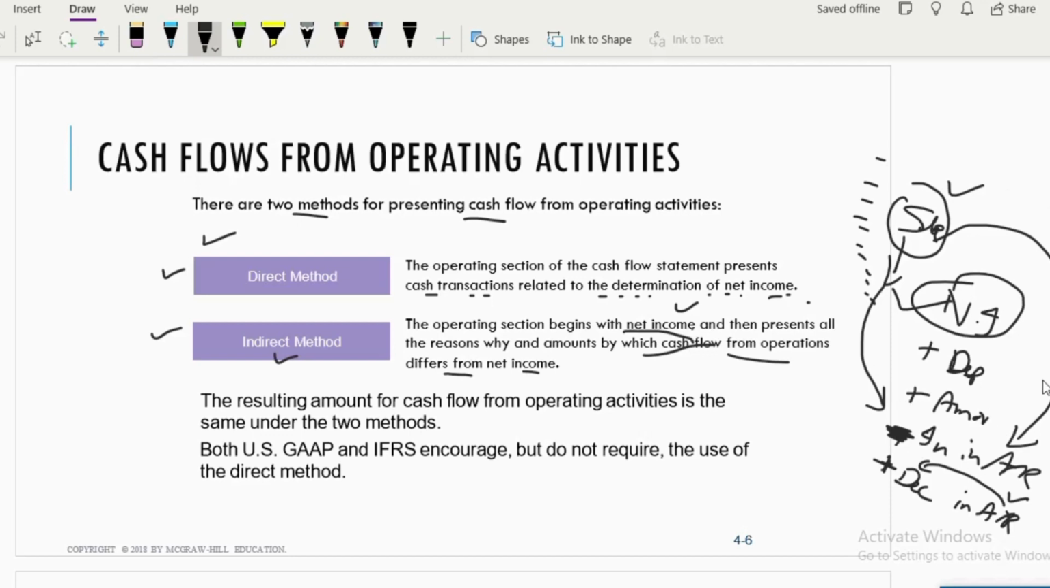So like this, we keep on checking what has increased the cash, or if something is bringing the cash from the operations, we will be adjusting it into the net income if it is not part of it, and all the non-cash expenditures will be added back, like depreciation and amortization. The resulting amount in the cash flow from operating activities is the same under both methods. You use the direct method or the indirect method, your answer is going to be the same. Both US GAAP and IFRS encourage but do not require the use of the direct method. So they encourage it but don't mandate that you have to use this method only.